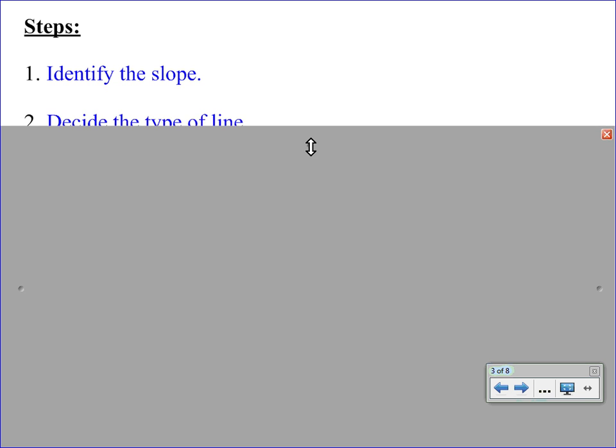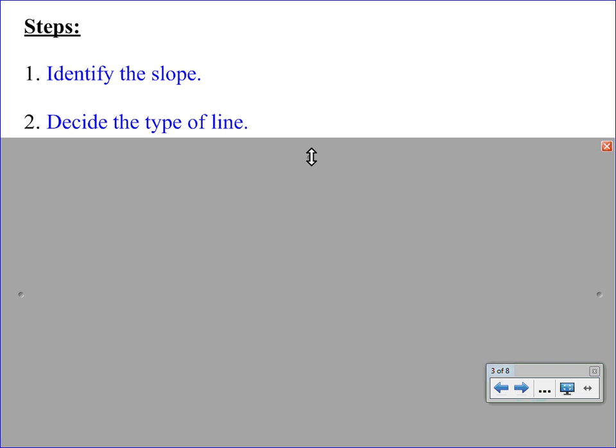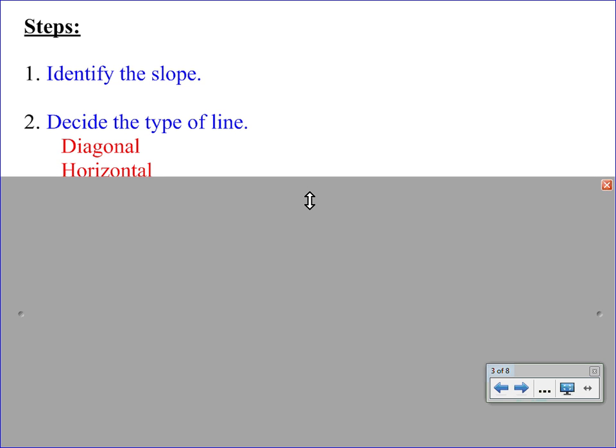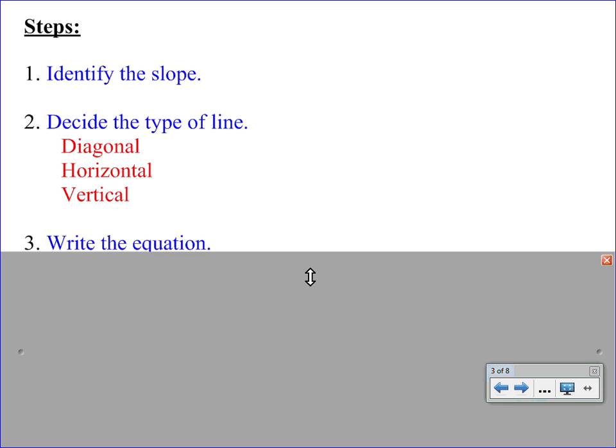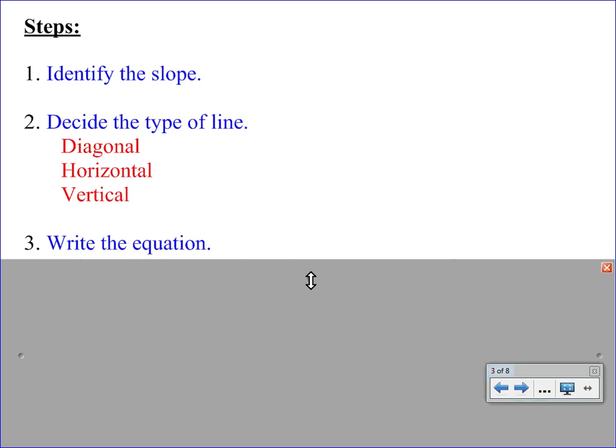Based on that slope, you need to figure out exactly like I said, which type of line you're dealing with. And we have 3 choices. We have the diagonal line, the horizontal line, and the vertical line. And then depending upon which type of line you have, that's going to determine the equation. So our third step is to actually write the equation.